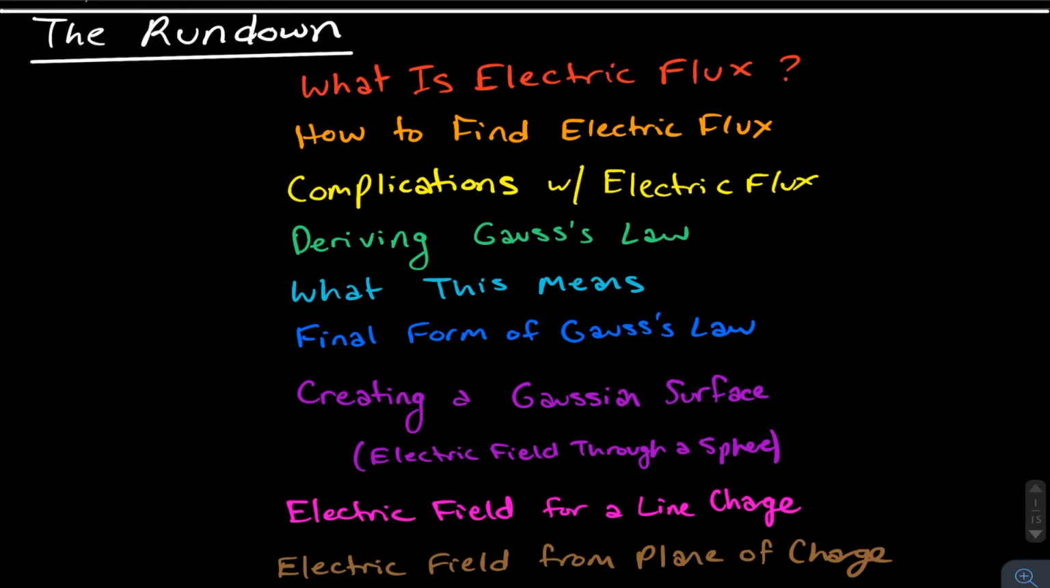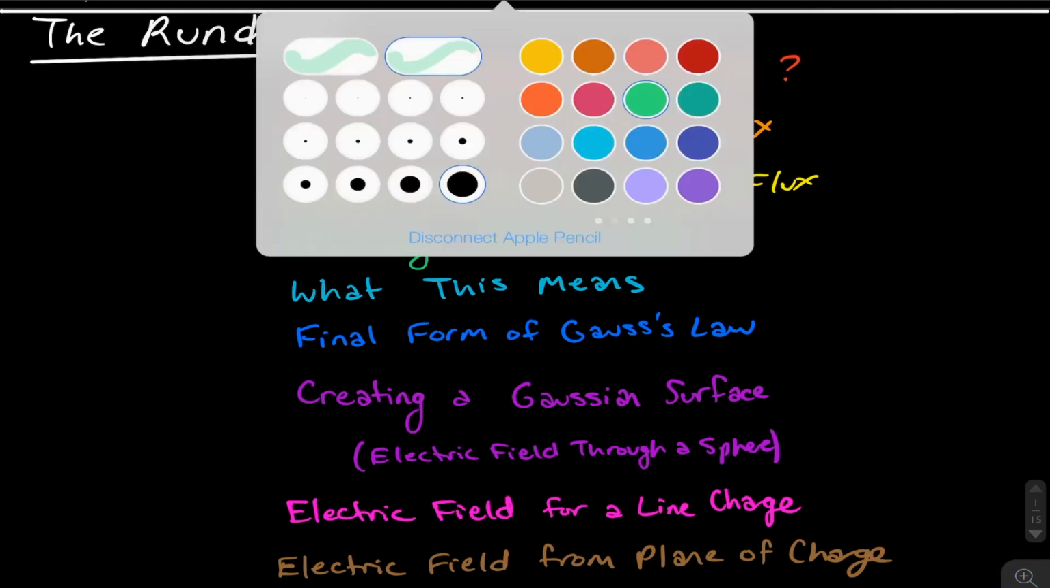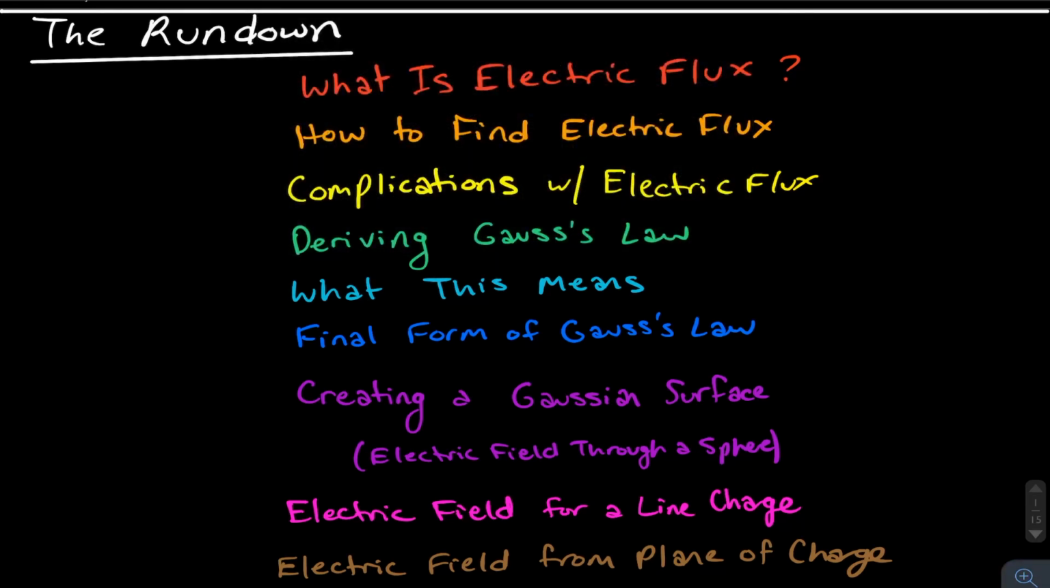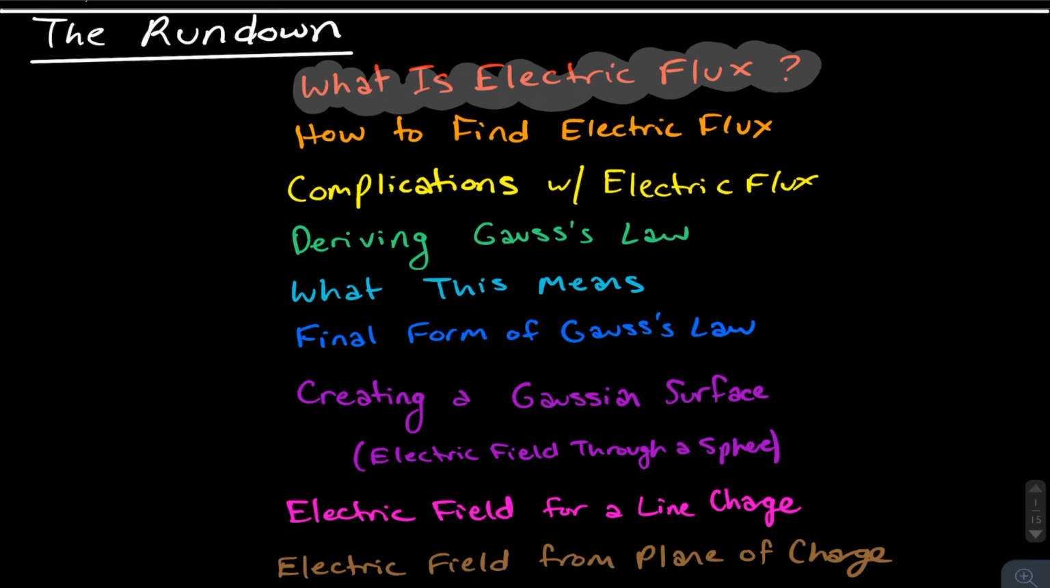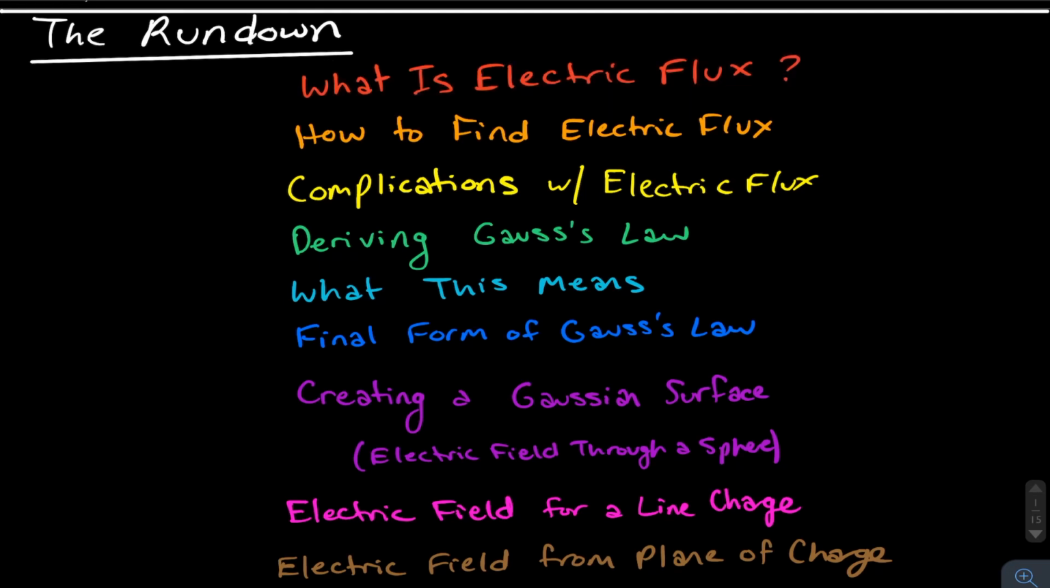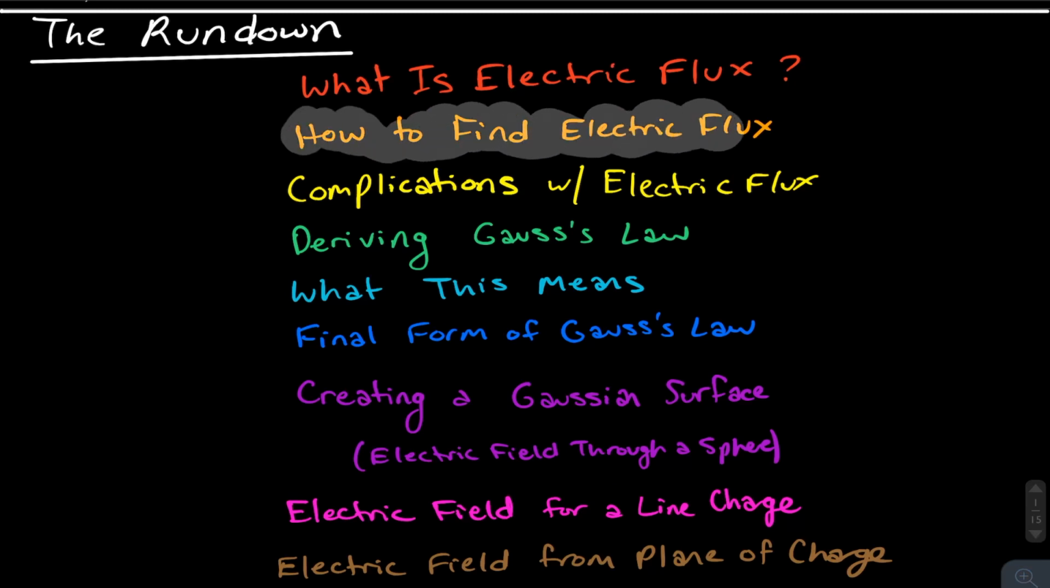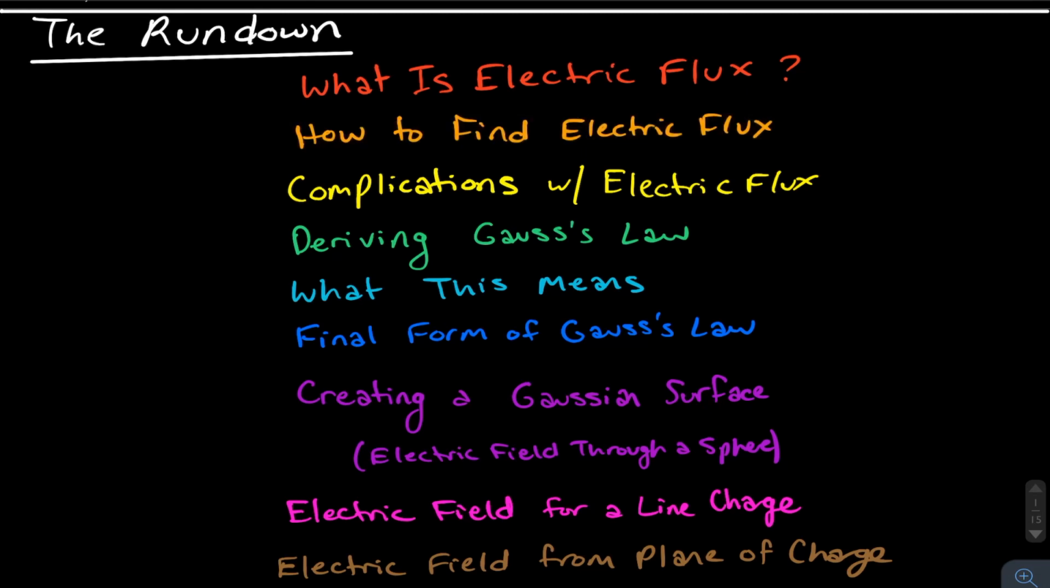The first thing I want to address is what is electric flux. If we can establish a good idea of what electric flux is, then we're going to be able to better understand what it is that we're actually finding with Gauss's law. Next, we want to talk about how to find electric flux. We're going to talk about some pretty basic examples, and then we're going to get more complicated with it.